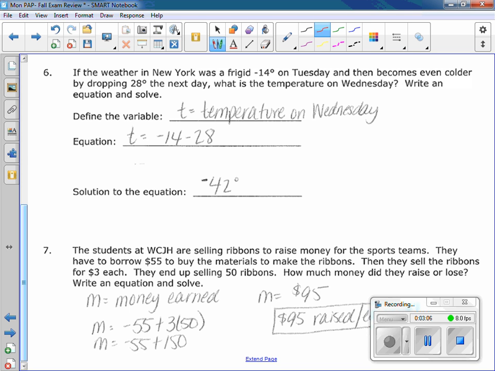And then on number 7, we're borrowing $55 for our materials, and then they're selling the ribbons for $3 each, and they sell 50 of them. So 3 times 50 is 150. For your order of operations, you have to do multiplication first. And then from here, you do your addition. So negative 55 and positive 150 is 105. Sorry, 95. Any questions on that one?